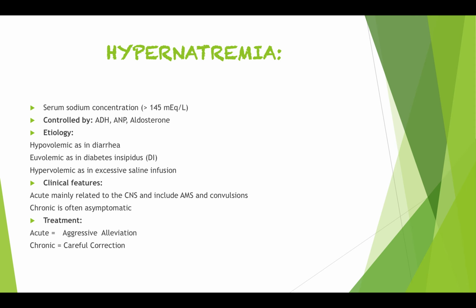Hypernatremia: if the serum sodium concentration is more than 145 milliequivalents per liter, this is called hypernatremia. The sodium balance in general is controlled by the antidiuretic hormone, the atrial natriuretic peptide, which is produced by the heart, and the aldosterone. The antidiuretic hormone is produced by the pituitary. The aldosterone is produced by the kidney.